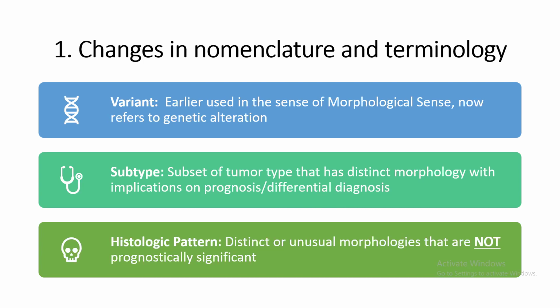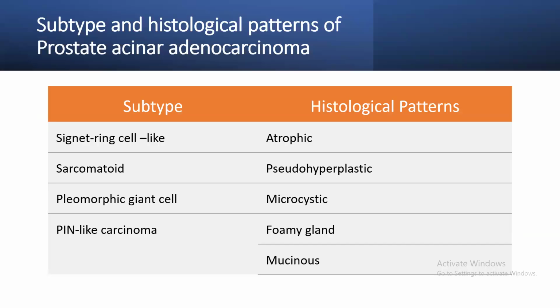So prostatic acinar adenocarcinoma will have subtypes like signet ring cell-like subtype, when more than 25% of the tumor area comprises exclusively signet ring cells. Then sarcomatoid, pleomorphic giant cell, and pin-like carcinoma. So these are the subtypes of prostatic adenocarcinoma. And these are the patterns: atrophic, pseudohyperplastic, mucinous, microcystic, foamy glands.